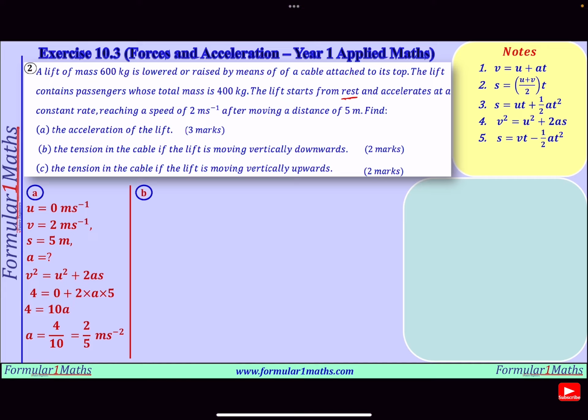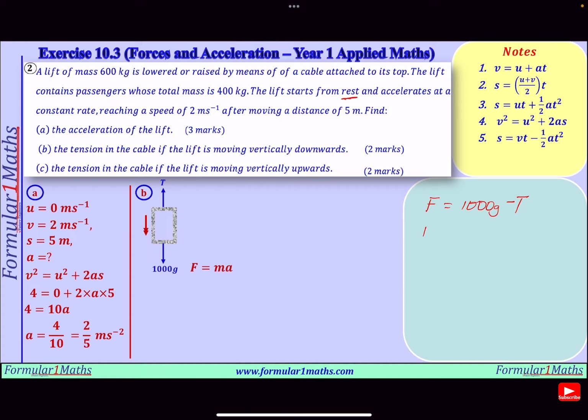For B, we need to do a sketch. So this is the lift. The total weight of the lift is 1000g newtons. There's also tension T in the cable, and this particular lift is moving downwards. So we're going to use Newton's second law of motion, F equals ma. In this case, the resultant force moving the lift down will be the 1000g newton force, which is the weight, minus the tension in the cable. So, in this case, the resultant force F is equal to 1000g minus T.